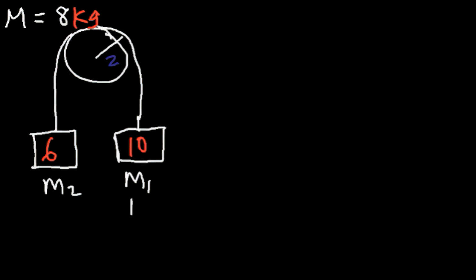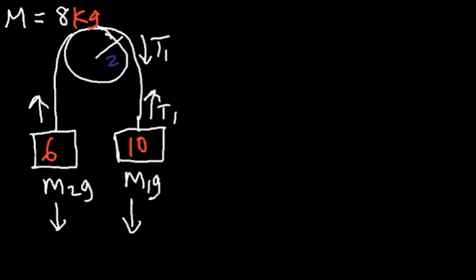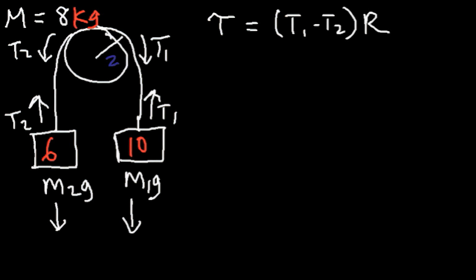Block 1 has a weight force m1g, and it has an upward tension force T1, which means there's a downward tension force on the pulley, that's T1. Block 2 has a weight force m2g and an upward tension force T2, which means there's a downward tension force on the pulley, T2. Now we know the whole system's moving to the right, so that means that T1 is greater than T2. So the torque on the pulley is equal to the difference in tension force, T1 minus T2, multiplied by the radius of the pulley.